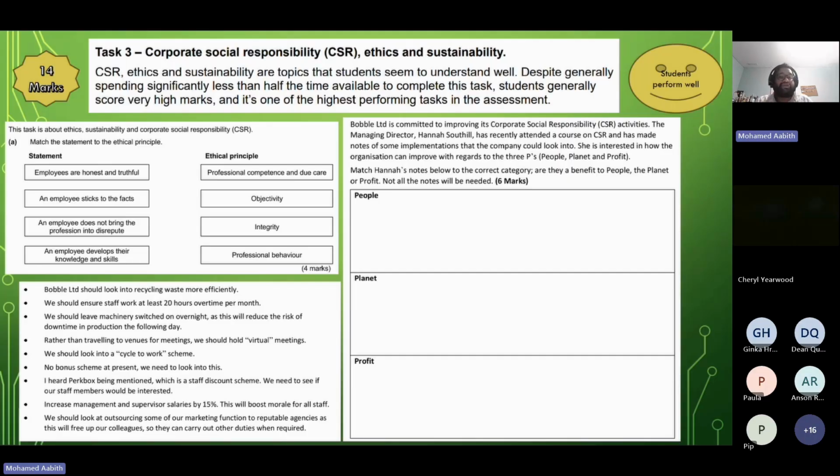Absolutely fine. But which one is it? Is it going to be for the people? Is it going to be for the planet? Or is it for the profit? I don't think it's profit. It might be people, but it's more likely to be planet because you're going to reduce the carbon footprint there. So let's see here. We may think is it people or planet, but we'll see that.